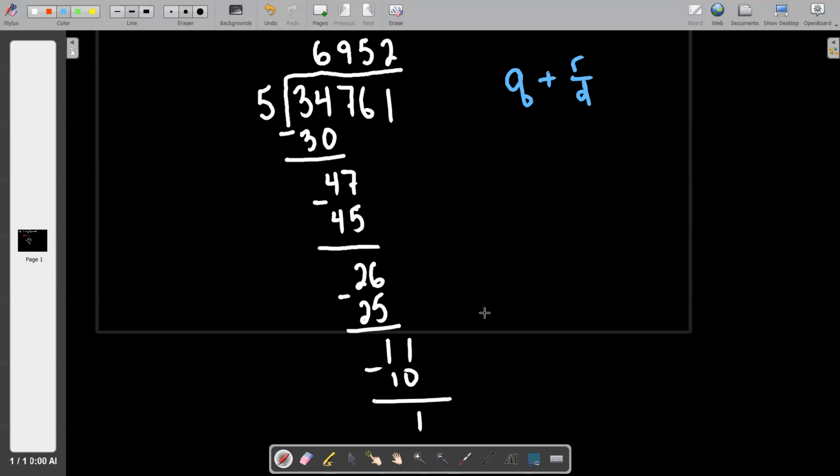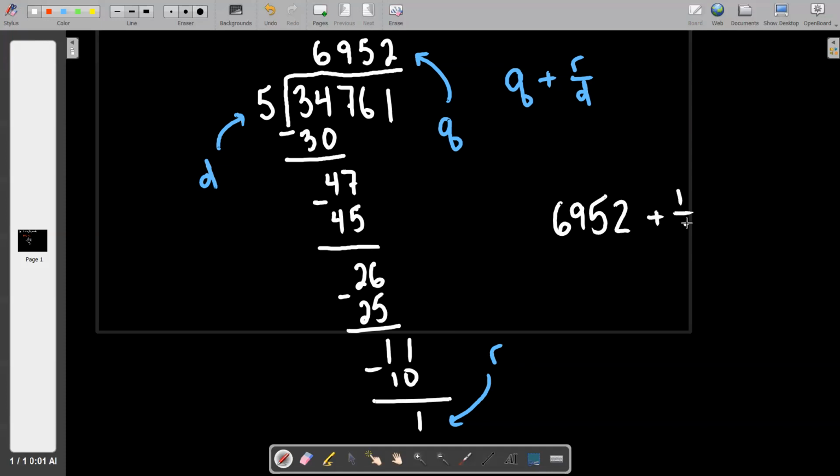So it's quotient plus remainder over divisor, Q plus R over D. So we're going to label this now in our notes. This thing up here is the quotient. This thing down here is the R, the remainder, and this guy out here is the D, the divisor. So this might feel a little odd to you, and it might look a little different than you're used to, but I would write this answer as 6,952 plus 1 over 5.